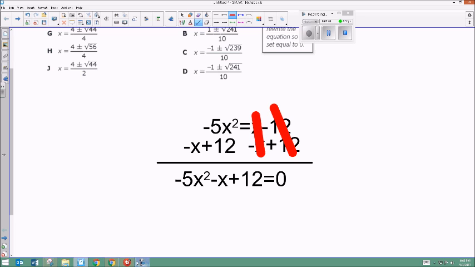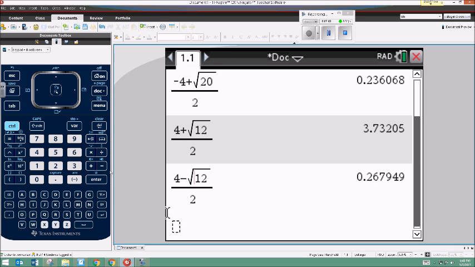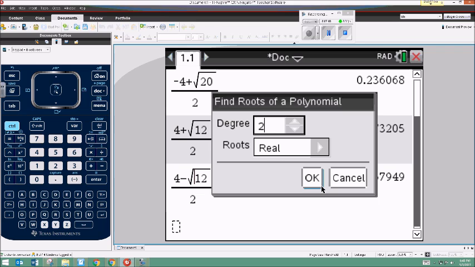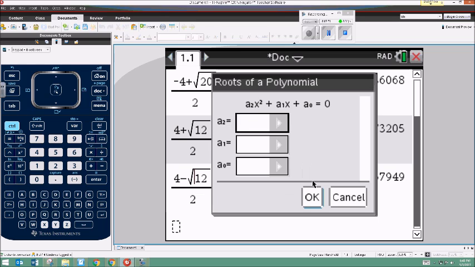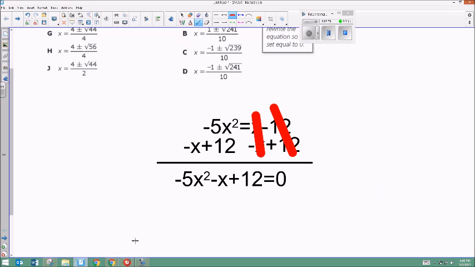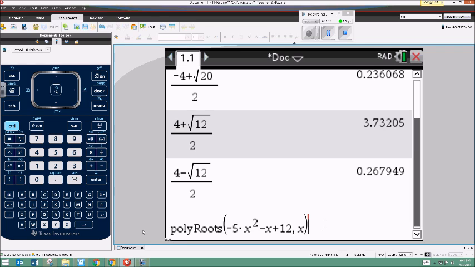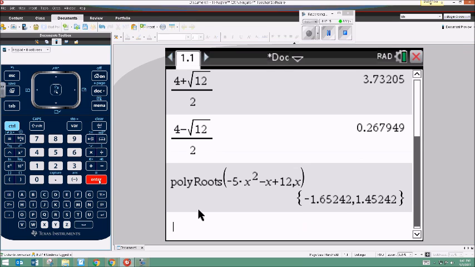So let's go to the calculator. And let's see, let's go menu, 3, 3. All right, we'll keep that the same. I believe we have a -5, and then we had a -1 and a +12. Press enter. Okay, we get this. Set it up. Press enter. We get these two numbers. These are our two roots.